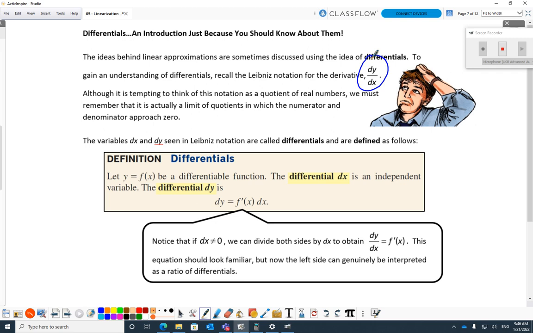The variables dx and dy seen in Leibniz notation are called differentials. So when you see these now, we've got a new name for these. That's the differential of y, and that's the differential of x. And it talks right here about it.